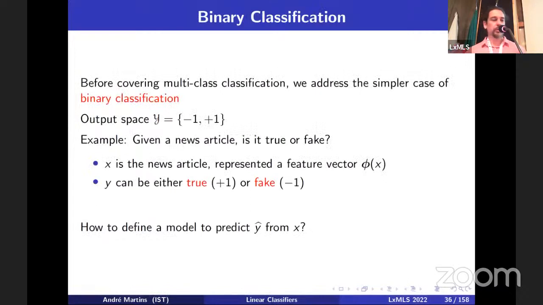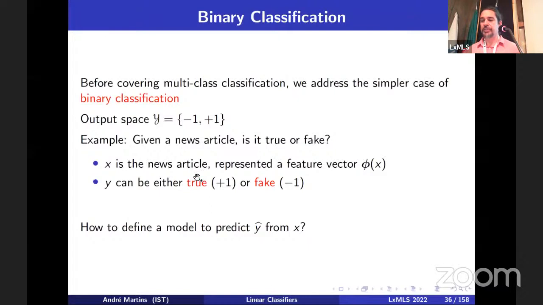Okay, so we saw regression. Now we're going to shift gears to classification. And before going to multi-class classification, we're going to look at binary classification, which is a little bit simpler. So in binary classification, we assume that there's only two possible labels, and we are going to use the convention that the labels are -1 and +1. So, for example, if you are given a news article, is it true or fake? Or if you're given an email, is it spam or not spam?